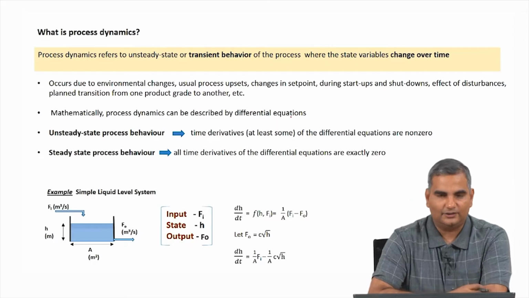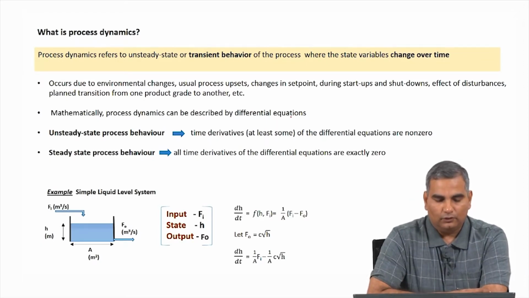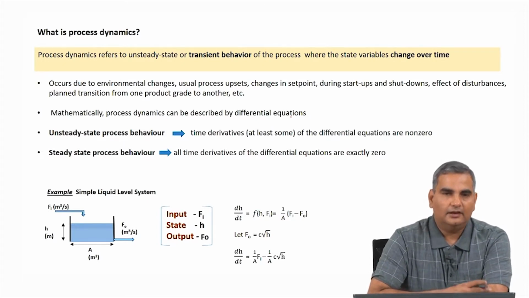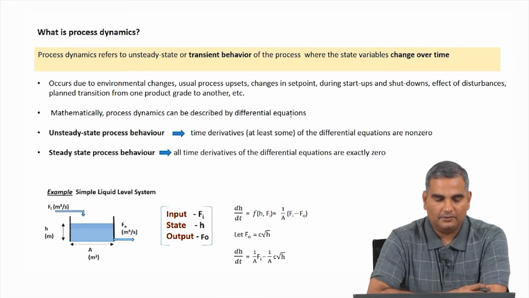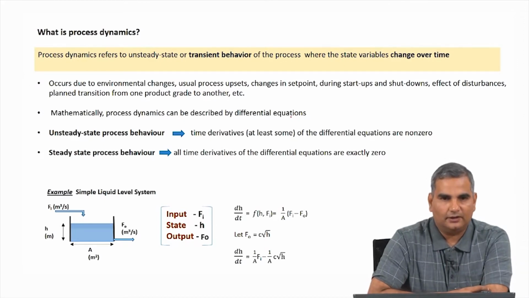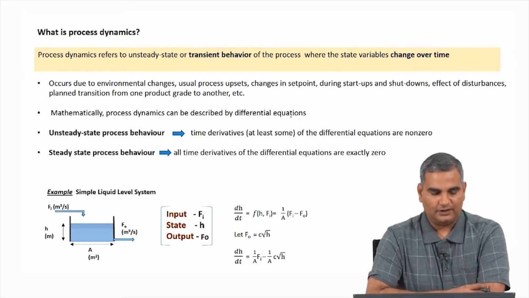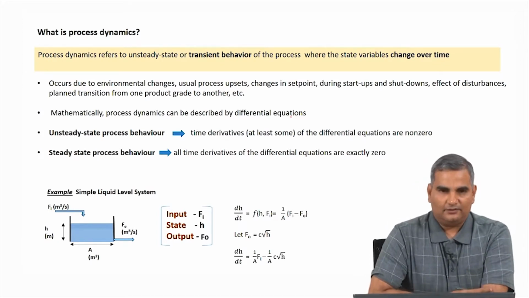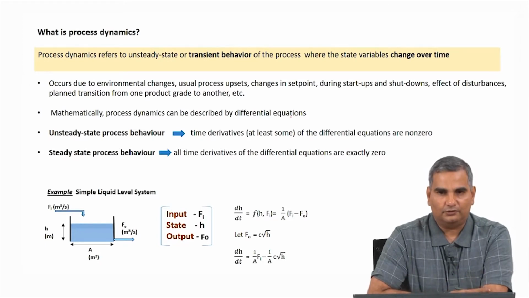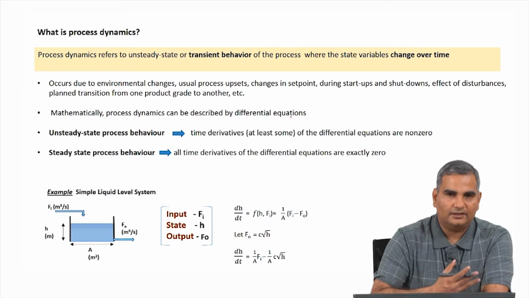So, these are all the reasons why dynamics is introduced into the process. Mathematically, we want to represent these changes, and we want to relate the variables in a process. The typical type of equation that one writes are differential equations, and once you have a set of differential equations, if you have unsteady behavior, at least one of the time derivatives will be non-zero. Once the time derivative is non-zero, then there is some dynamics.